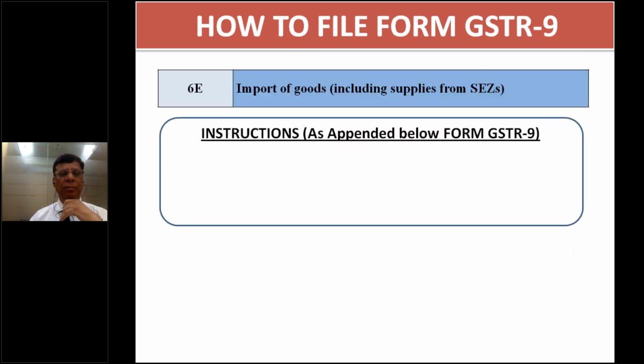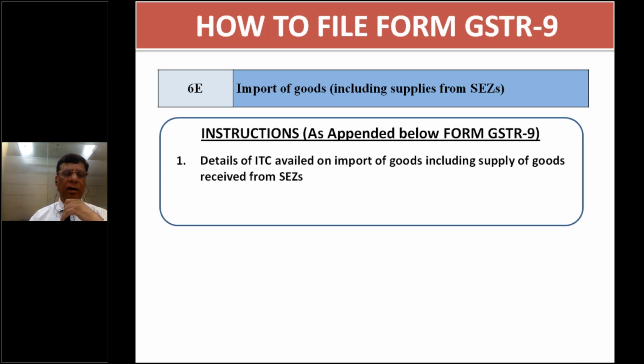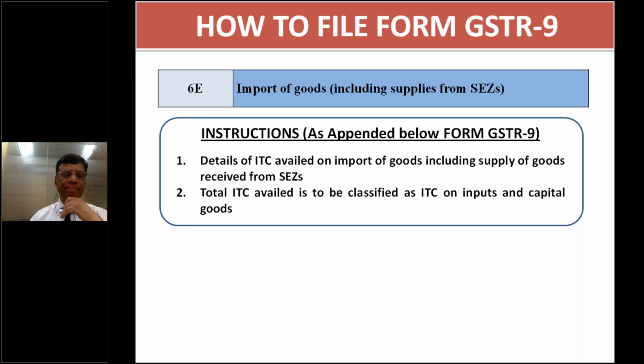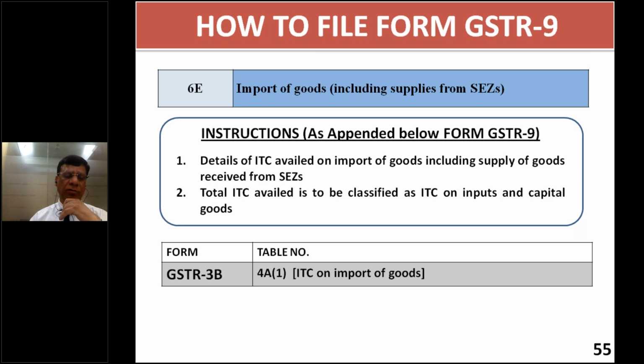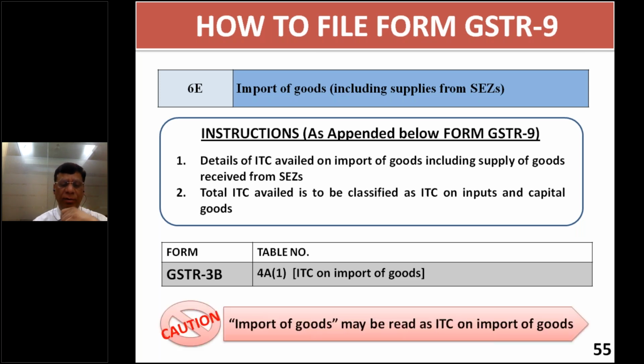6A. Import of goods including supplies from SEZ. Details of ITC availed on import of goods including supply of goods received from SEZ. Total ITC availed is to be classified as ITC on inputs and capital goods. So this information we have to bring from 4A1, ITC on import of goods in 3B. Caution: import of goods may be read as ITC on import of goods.